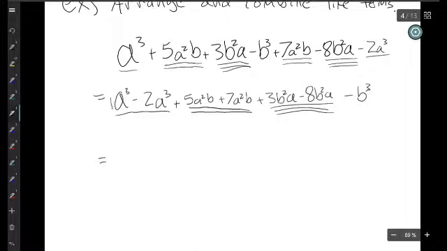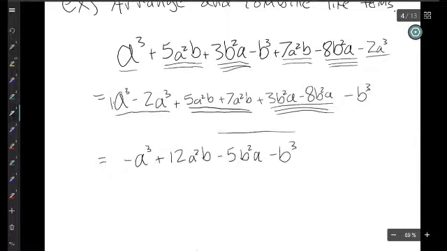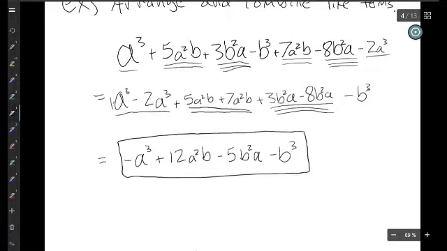And this is 1a cubed, so 1 minus 2, negative a cubed. 5 plus 7, so 12a squared b. 3 minus 8 minus 5, b squared a. And minus b cubed. None of these terms are like terms, so this is the final answer.